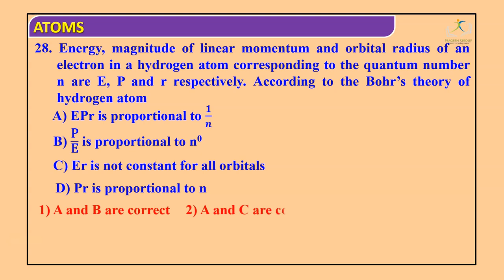A and B are correct. A and C are correct. A and D are correct. B and D are correct. So the correct answer for this question is 3.